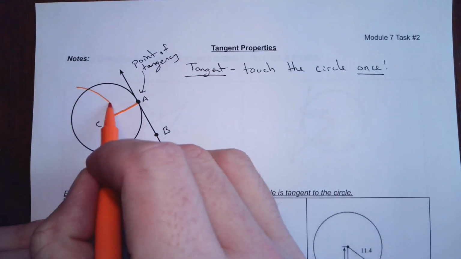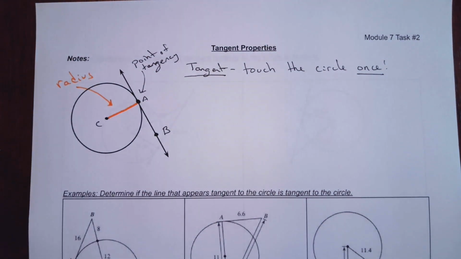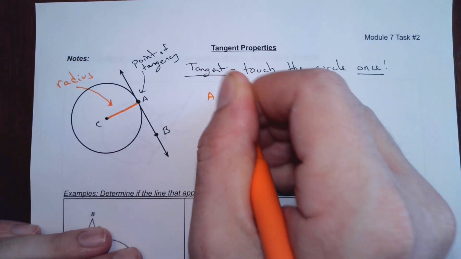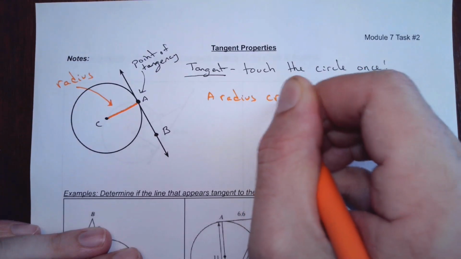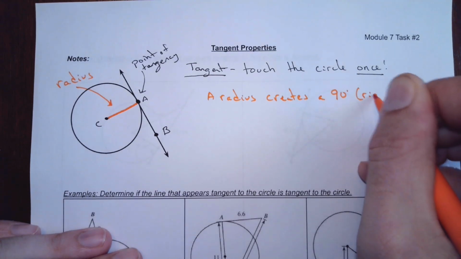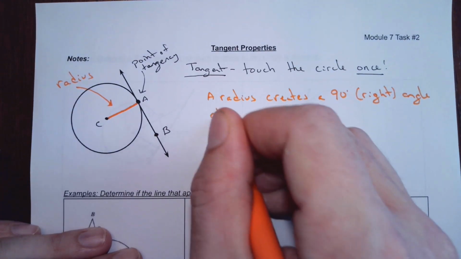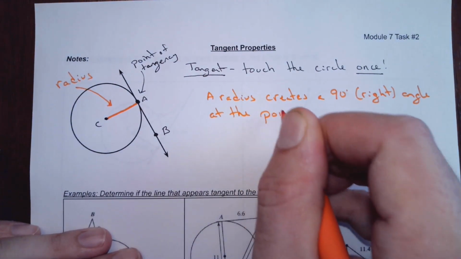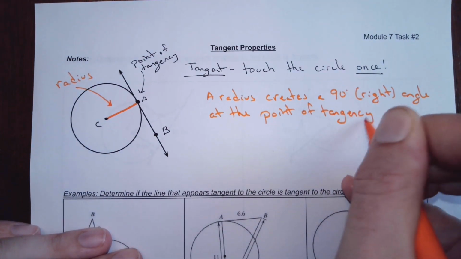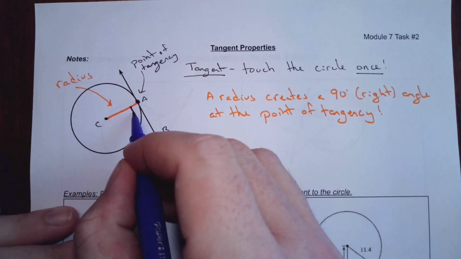Now this, of course, is a radius. And now this is very important here. A radius creates a 90-degree, so right angle, at the point of tangency. So right here we have a right angle.